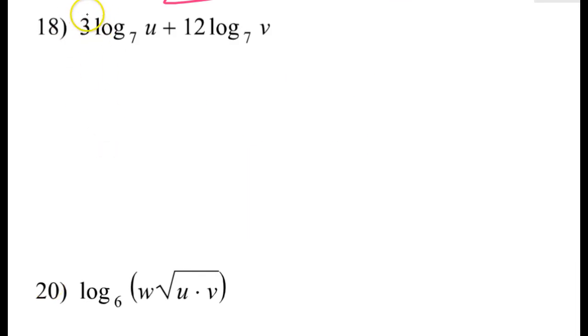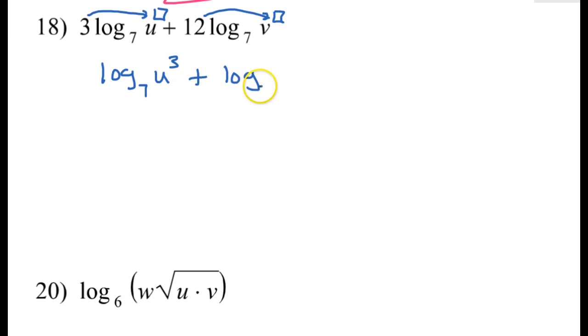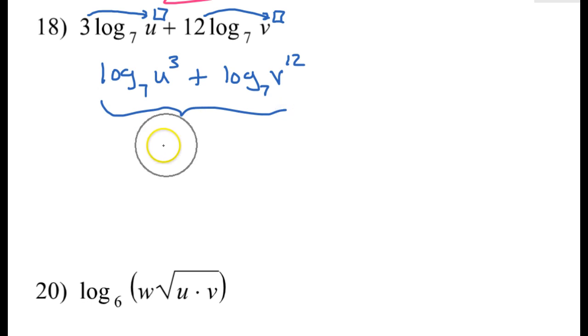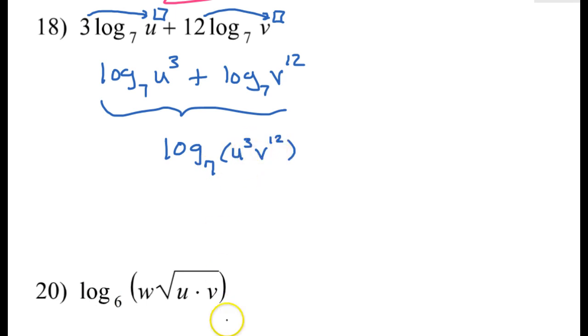For number 18, again, this 3 will become the exponent, and this 12 will become the exponent. So then we have log base 7 of u to the 3rd power plus log base 7 of v to the 12th power. And then addition condenses down to multiplication. So this is going to be log base 7 of u to the 3rd power, v to the 12th power.